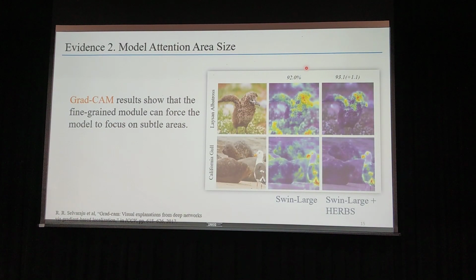The second piece of evidence involves using Grad-CAM to directly observe the feature map's response to the predicted category. Grad-CAM results show that the fine-grained module can force the model to focus on specific areas. The images displayed here are also from Swin Transformer Large, and the result after adding the fine-grained module. You can see that after adding the module, the focus on the object is enhanced. So using only the backbone module won't work well on the fine-grained task.